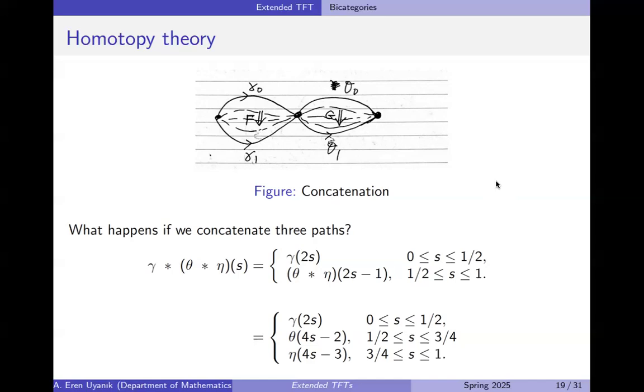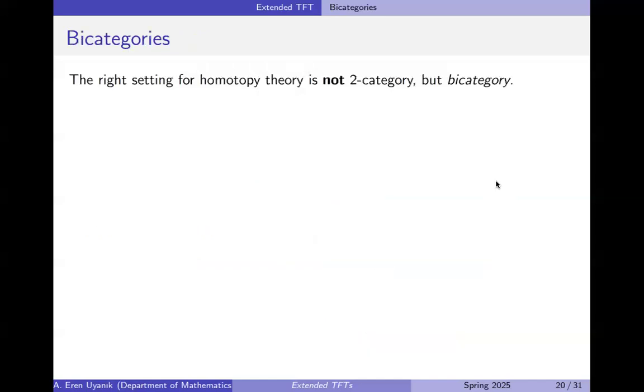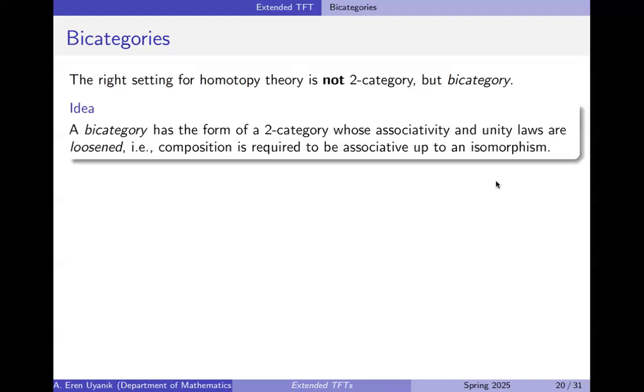This is the important thing to keep in mind. Concatenation is not associative, but the resulting things are not much different. They are isomorphic in our categorical sense. So the right setting for homotopy theory is not a 2-category because we don't have associativity. This is called a bicategory. And informally, you can think of a bicategory as a 2-category whose associativity and unity laws are loosened. So you don't require something to be associative on the nose, but associative up to isomorphism only.